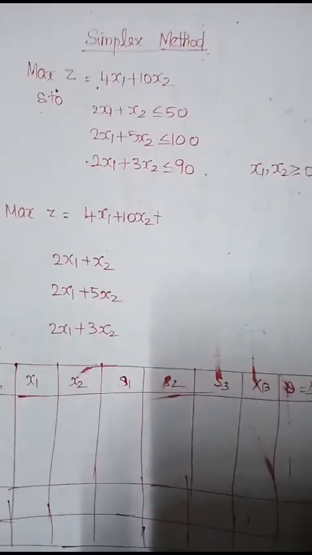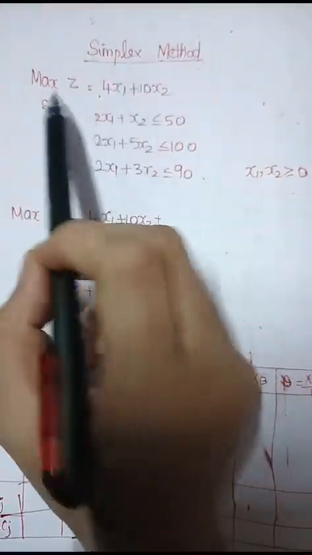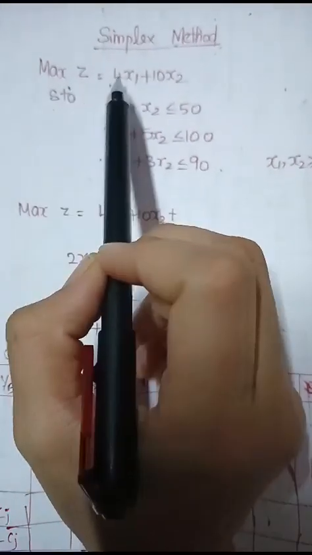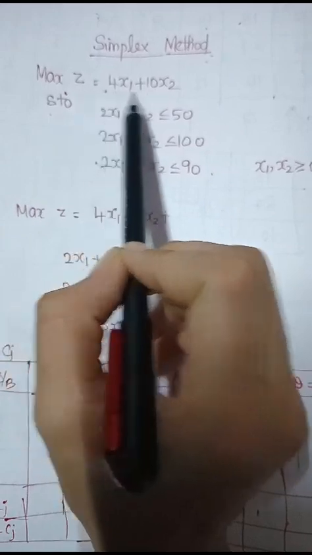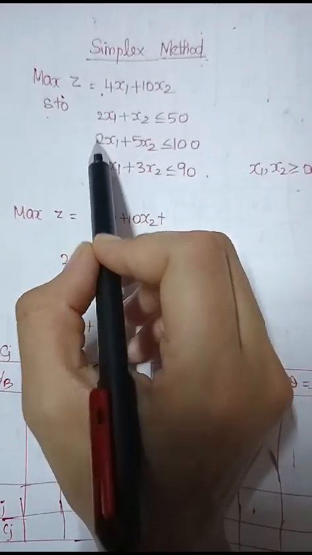Happy day, girls. So simplex method, I am going to explain this problem. Here you can see maximum z equals 4x1 plus 10x2. This is our objective function and these are our constraints. Clear?